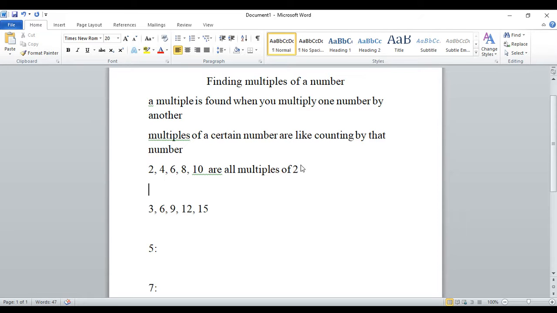For example, if I said 20, is 20 a multiple of 2? Well, the way you would test that, you would say, can 2 be divided into 20? And yes, it can. It can go in 10 times. So 2 times 10 equals 20. So that means that 20 is a multiple of 2.